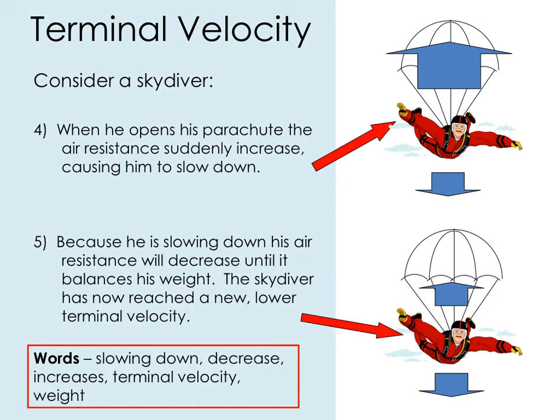As you begin to slow down, you're going to have fewer particles colliding with your parachute and yourself in a given amount of time, and therefore air resistance is decreasing. So air resistance will continue to decrease until it balances your weight again, and at that point the skydiver now has a new lower terminal velocity. So at this point here, when both forces are balanced, that's when he's travelling at his new terminal velocity.